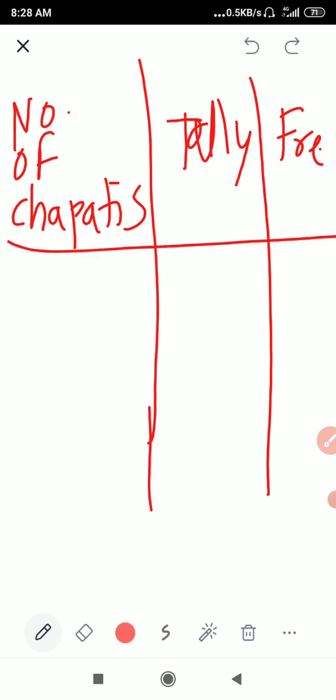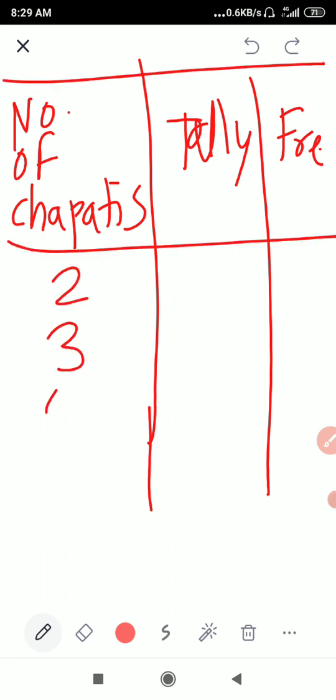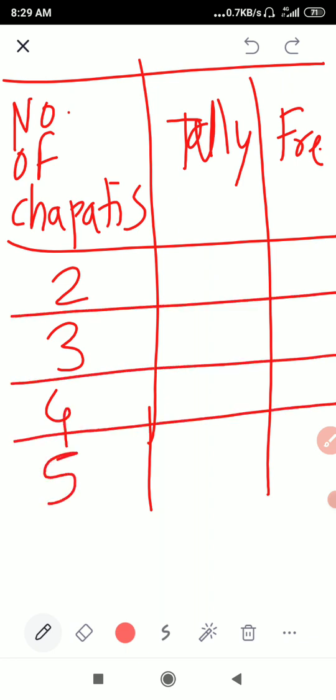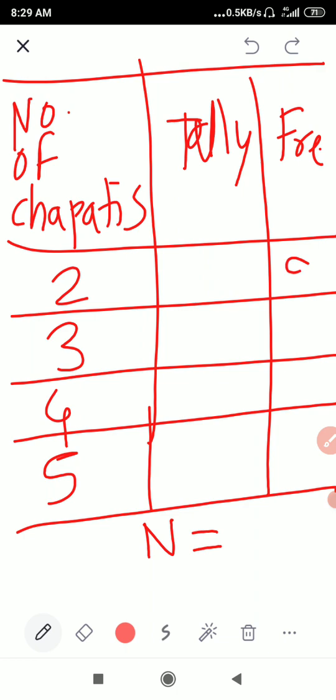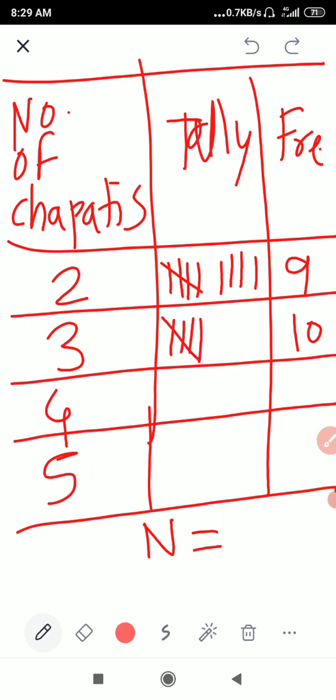If you are saying the minimum number is 2, the maximum is 5: 2, 4, 5. So count this while doing that, and write the total frequency here. Now if you are counting 2, that is 9, so you have to make 1 2 3 4 5 and 5, 6 7 8 9. Now counting 3s, that is 10 times, so you have to make 1 2 3 4 5 6 7 8 9 and 10.